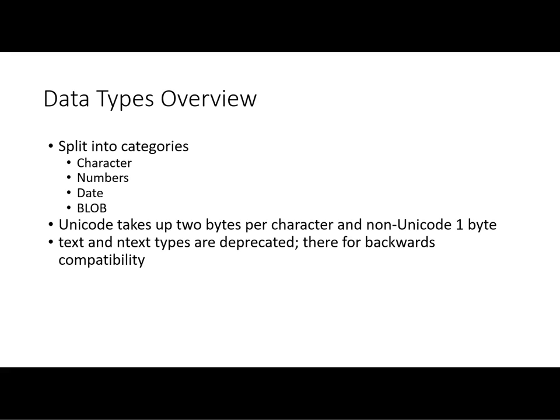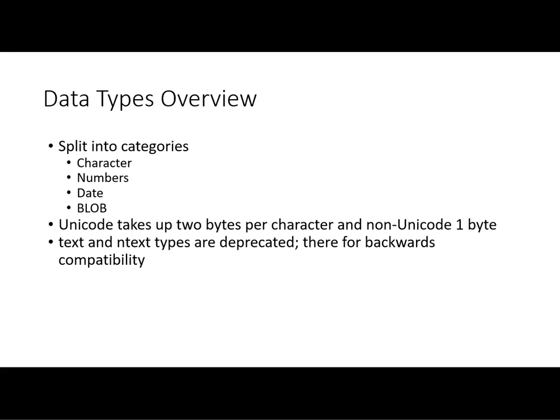So in a brief overview over here, I've split the data types into these following categories. We have character types, numerical types, date types, and BLOB, which is short for binary large object. Keep in mind that some of these character types are designed to be very compatible with older systems.